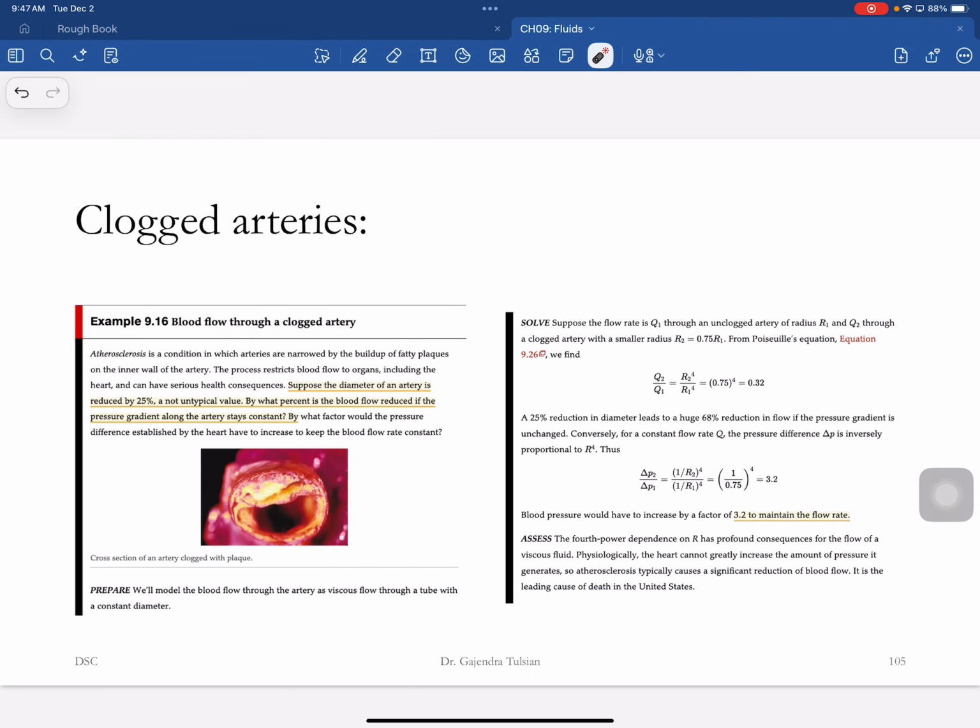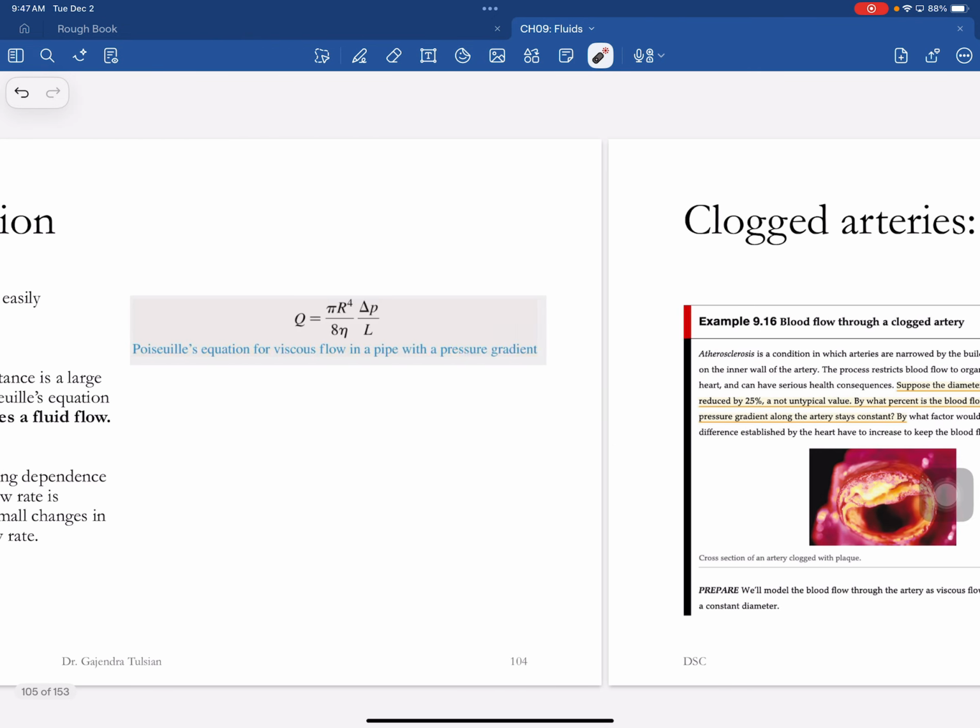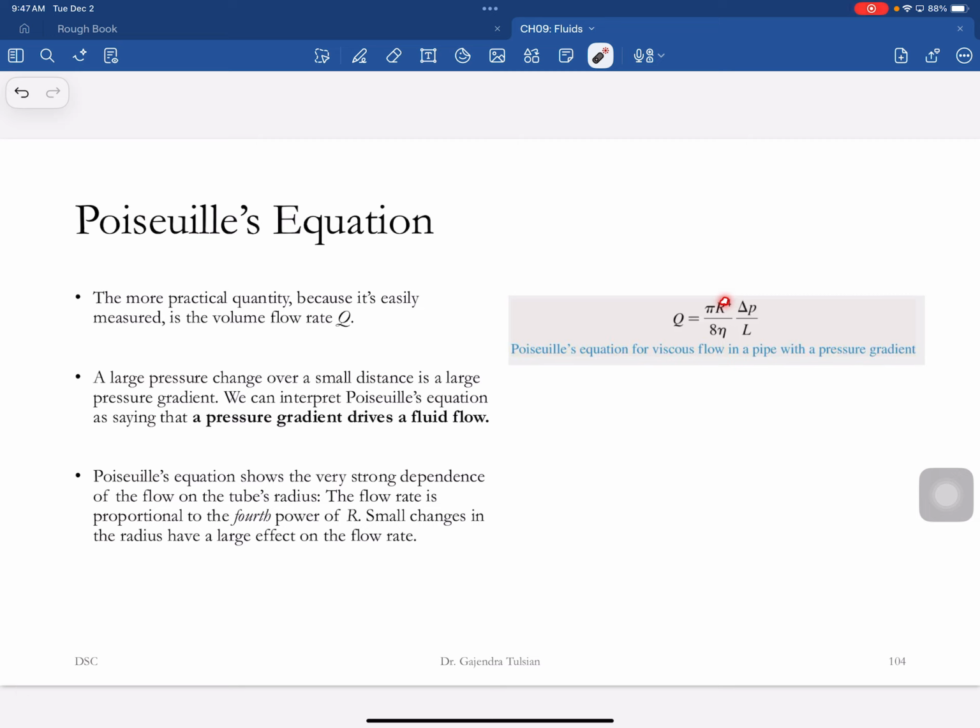Look at this. Here's plaque built up in somebody's blood vessel. When the plaque builds up, what happened? The radius decreased. If this radius decreased, the flow rate decreased. If the flow rate decreased, then you're not getting nutrients and oxygen to where it needs to go. What can you do to keep the flow rate up? You have to increase the pressure gradient.